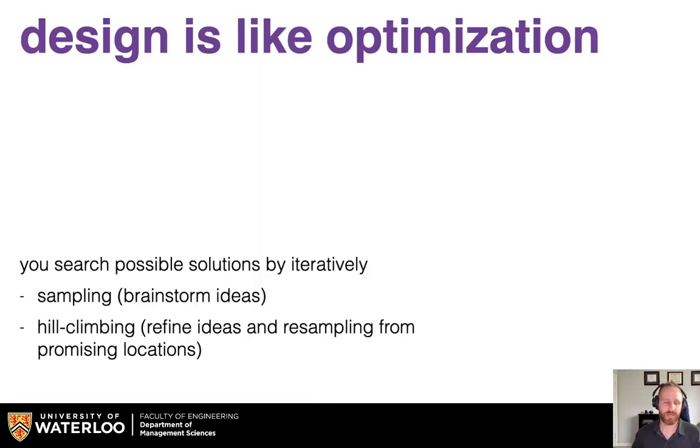So again, design is like optimization. You search through possible samples iteratively. You sample, you brainstorm ideas or ideate in various ways, collect ideas, and then you hill climb. You start to refine those ideas. And then you keep doing that over and over again. You eventually conclude with your final set of ideas.